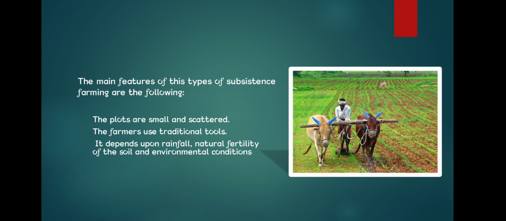The main features of this type of subsistence farming are the following. The plots are very small and scattered. You can see in this picture very small plots. The farmers use traditional tools. You can see the person is using the plough, which is a traditional tool. They are not using tractors and machinery. It depends upon rainfall and natural fertility of the soil and environmental conditions. You can see only when the monsoon rain falls, that time only they utilize it for growing crops. These are a few features of this farming.